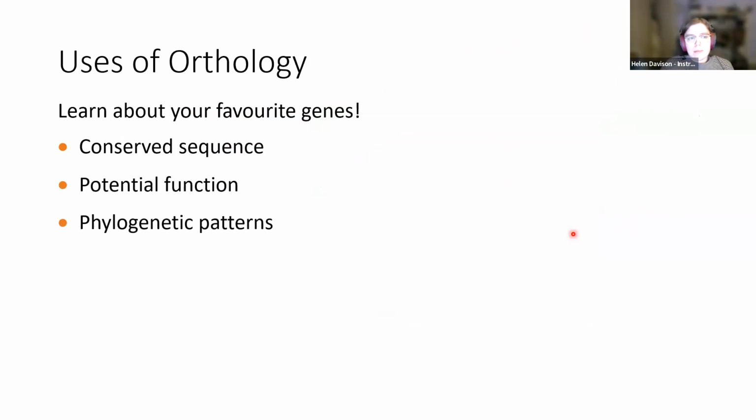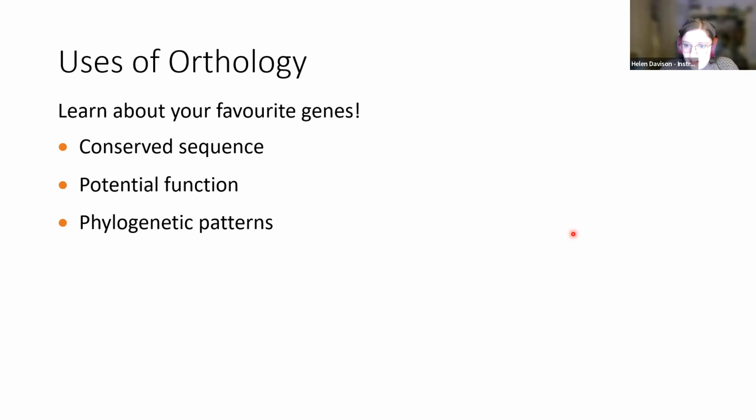Orthology can be used to learn about your favorite genes. So this might be before you've decided to do anything practical in the lab, for instance, and you're trying to figure out what might be something interesting to look at or investigate further. You can learn about how conserved your gene is and what their function might potentially be, and if there are any phylogenetic patterns that you see for your genes as well.